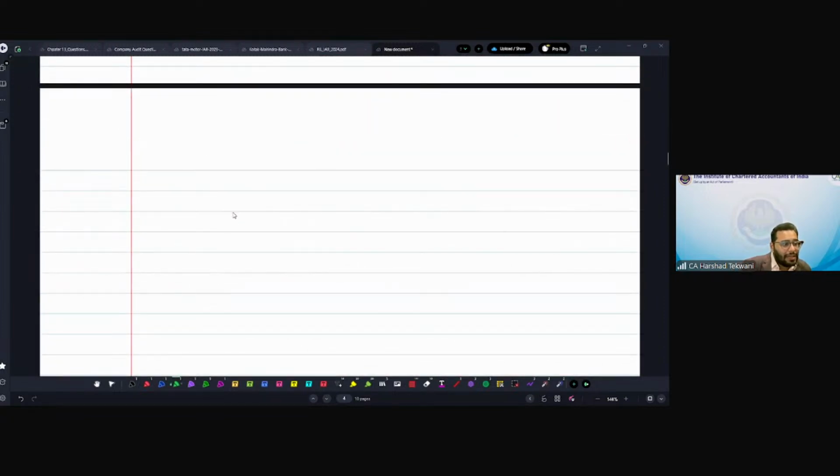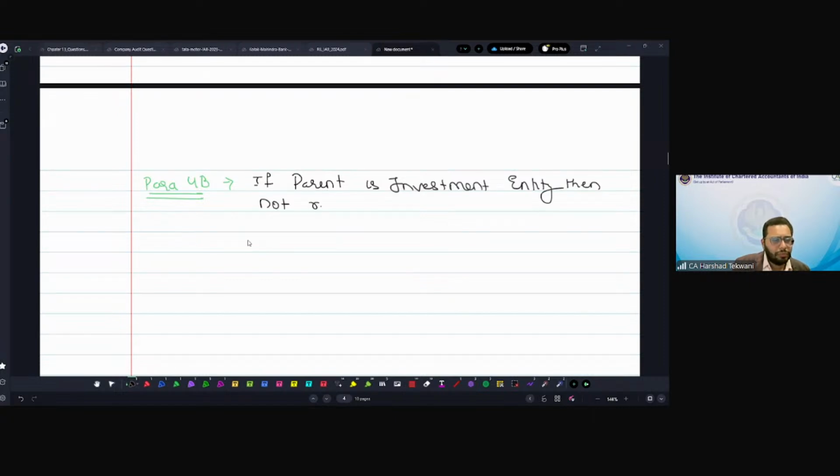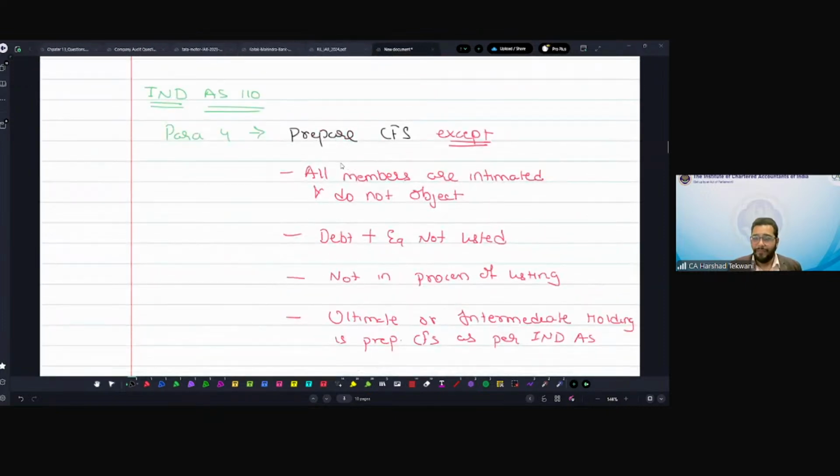Now coming to the next exemption, given in para 4b, which says that if the parent is an investment entity, then it is not required to present CFS in accordance with para 31. Para 31 describes how to present CFS, but if the parent is an investment entity, then in simple terms, it is not required to present CFS. So these are the two things covered under Ind AS 110, para 4 and 4b.